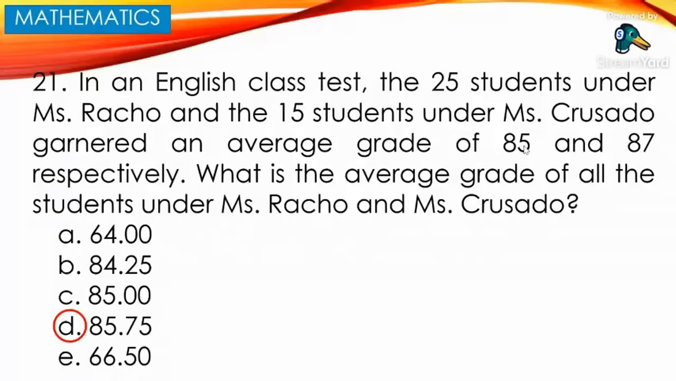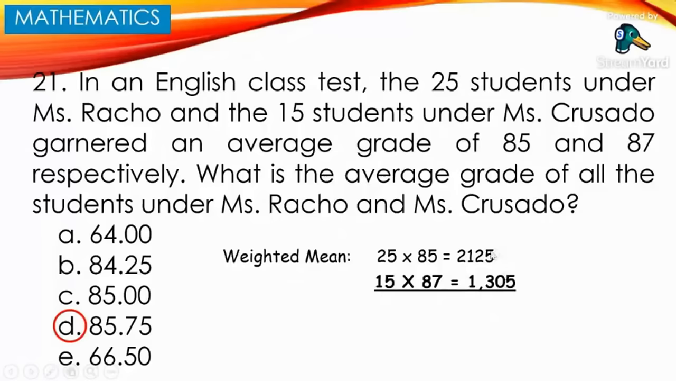Tanggalin natin yung palagay natin na hindi na talaga pwede. So let's have this weighted mean. You have 25 students got the score of 85. So multiply natin. And then 15 students got 87. Ang total niyan, add it up, 2,125 and 1,305. And then you're going to divide that to 40 students na meron sila para makuha yung average. So that is 15 and 25, so that is 40. So 3,430 divide 40 is equal to 85.75.